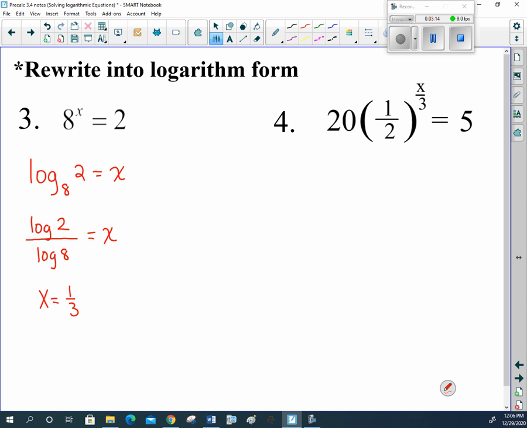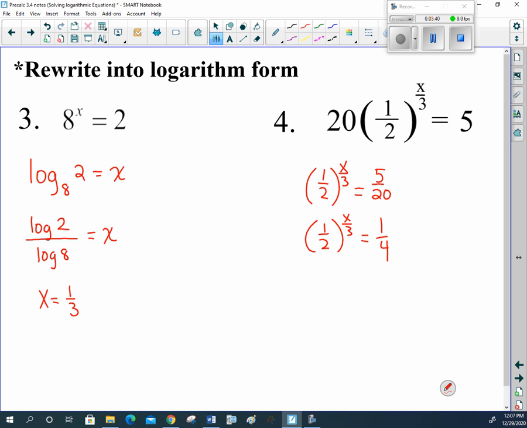So over here, same thing. Before I do the rewrite, though, same thing as on the other slide. I really just want it to be a base raised to a power. So I'm going to have to manipulate this 20. So I'm going to say 1/2 to the x divided by 3 equals 5 divided by 20, which is our 1/4. So before I rewrite it into a logarithm form, I'm going to want it to look like this.